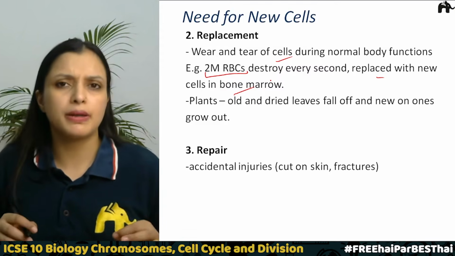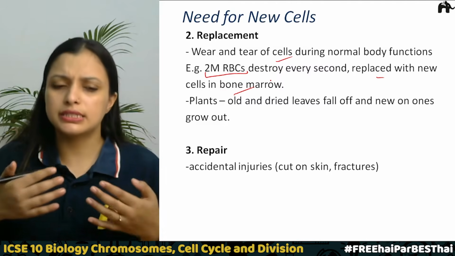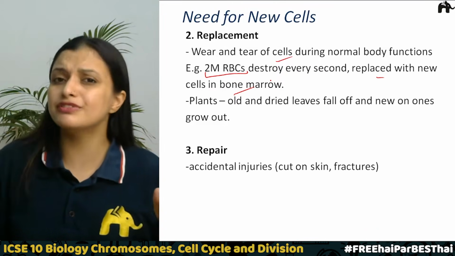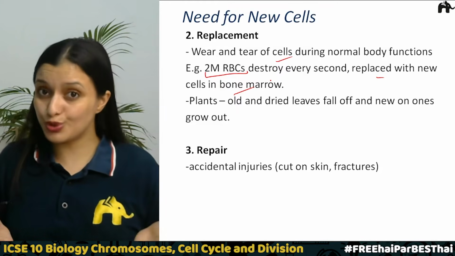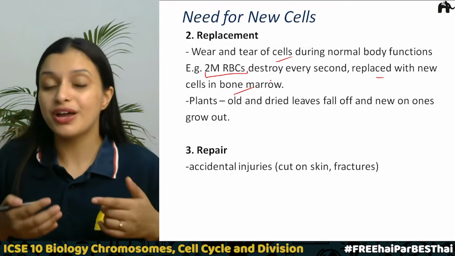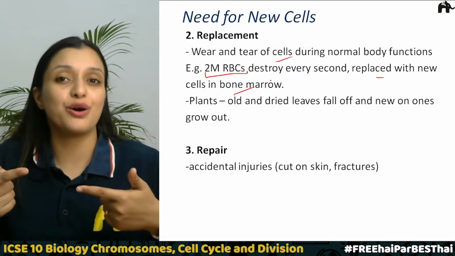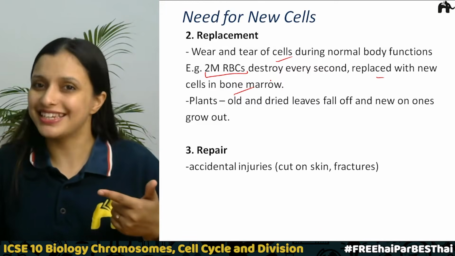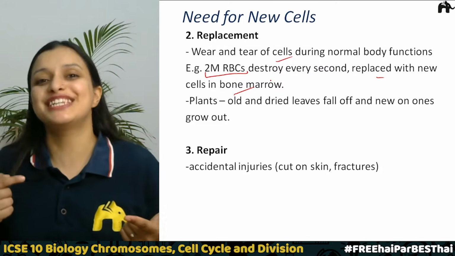Now coming to plants, the same happens in plants. The old and dried leaves fall off. Do you think that once the leaves fall off, new leaves do not grow? No, new leaves do grow. And how do they grow? A cell keeps on dividing and dividing, and this is how we get new leaves on the trees. So how is this happening? With the help of cell division.